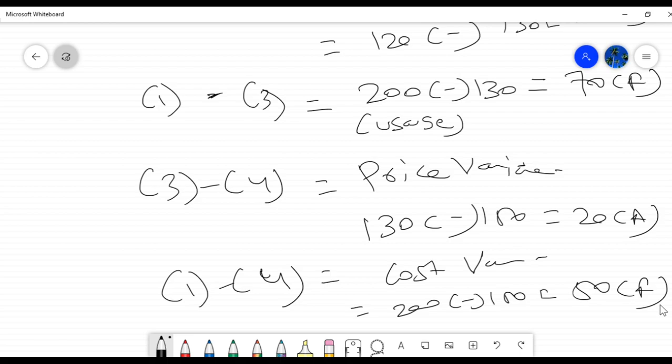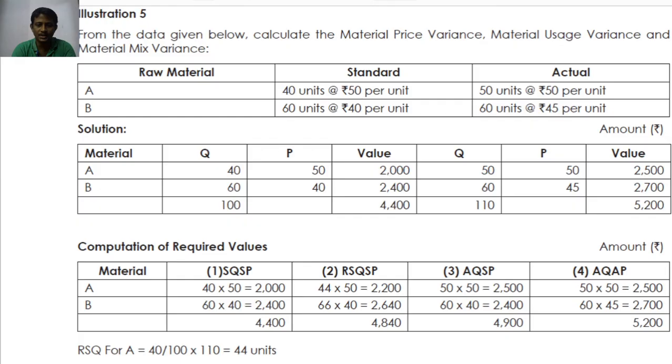The only thing you want to identify is the revised standard quantity. That is the one thing. How to identify that? Standard mix for actual material used. Actual material used in this problem is how much? Just go through the question. Refer to the actual: A is 50 units, B is 60 units. So 50 plus 60 is 110 units. 110 units is the total material used.